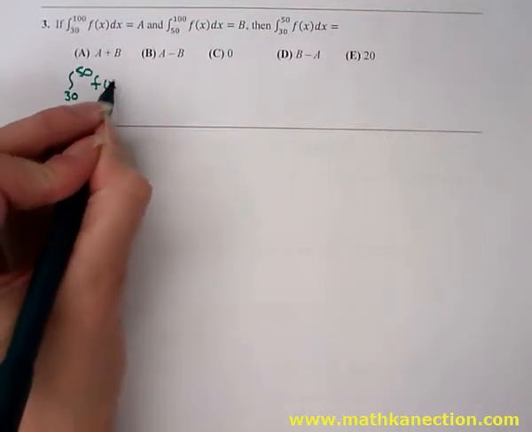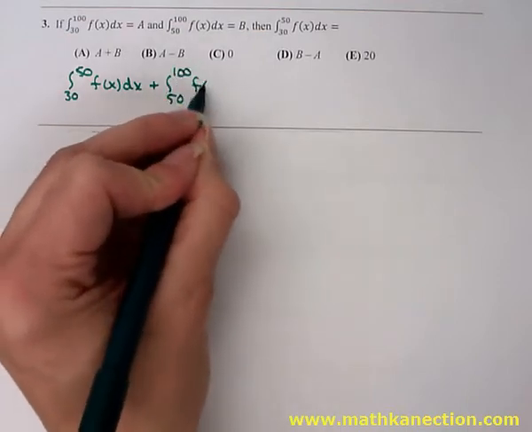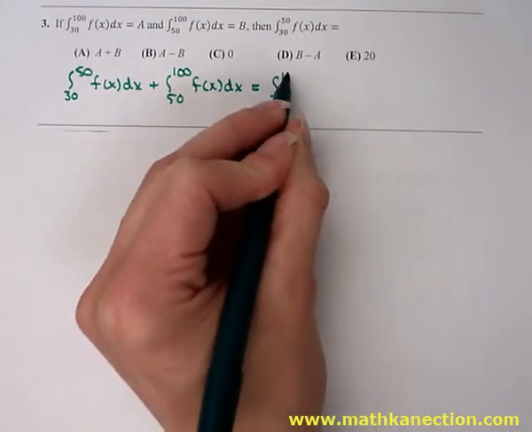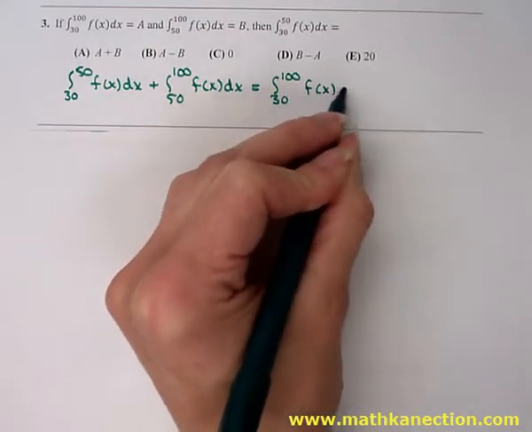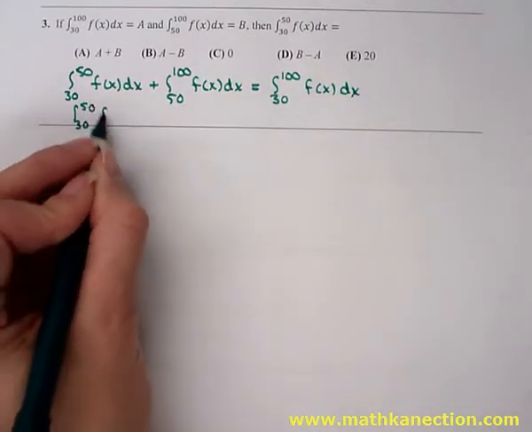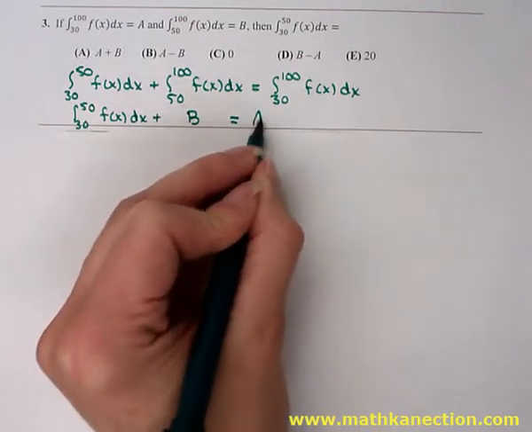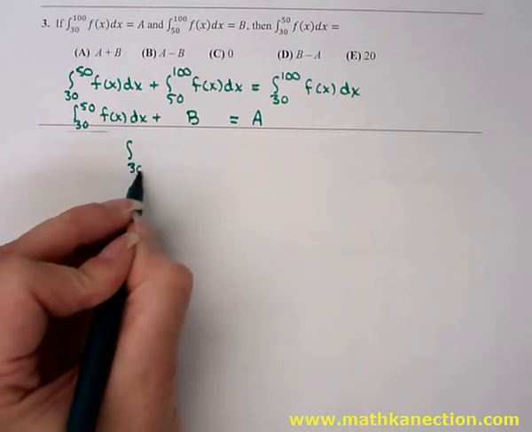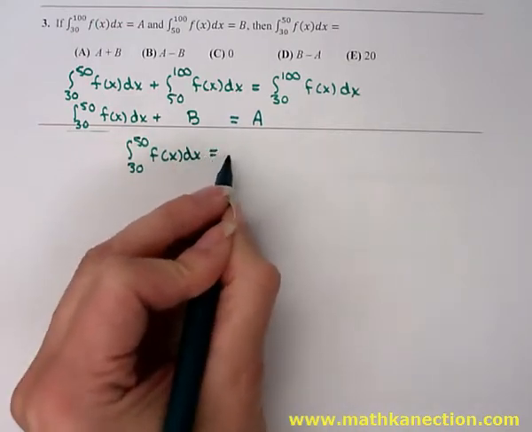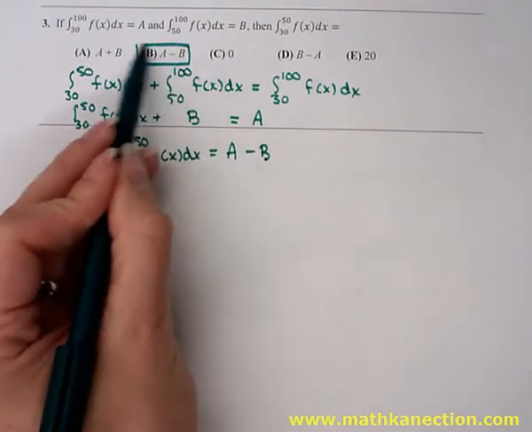The integral from 30 to 50 of f of x dx plus the integral from 50 to 100 of f of x dx is equal to the integral from 30 to 100 of f of x dx. Looking for the integral from 30 to 50 of f of x dx. Given was the integral from 50 to 100 is letter B, and from 30 to 100 is A. So to solve for the integral from 30 to 50 of f of x dx, moving over the B, we get the expression A minus B, which then is letter choice B.